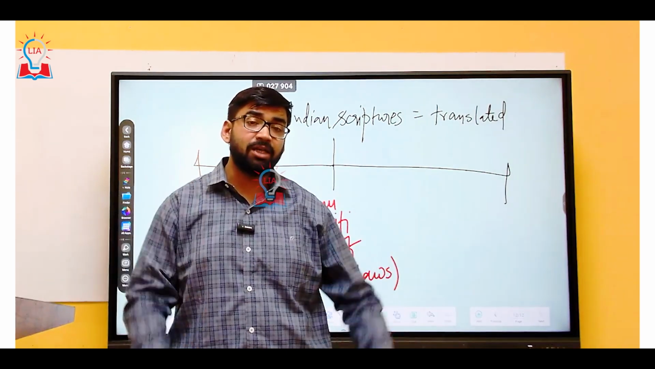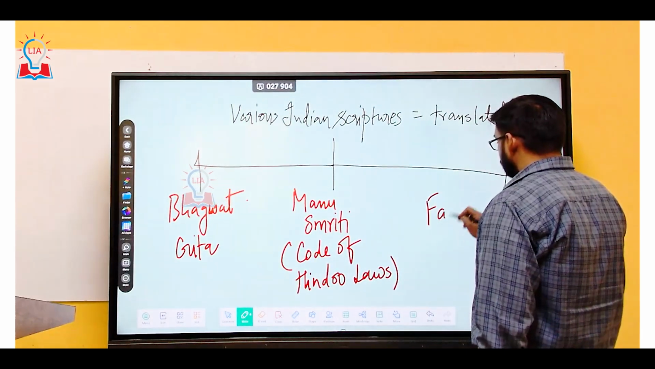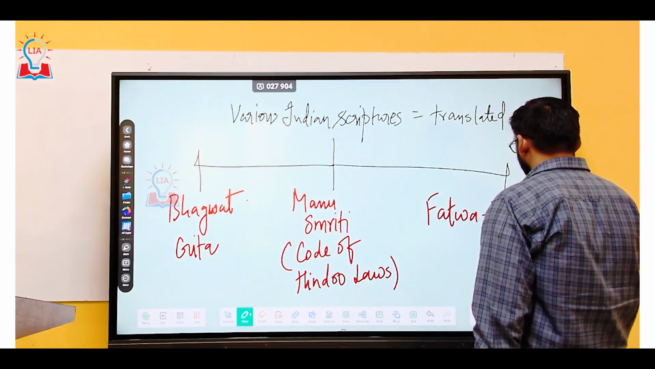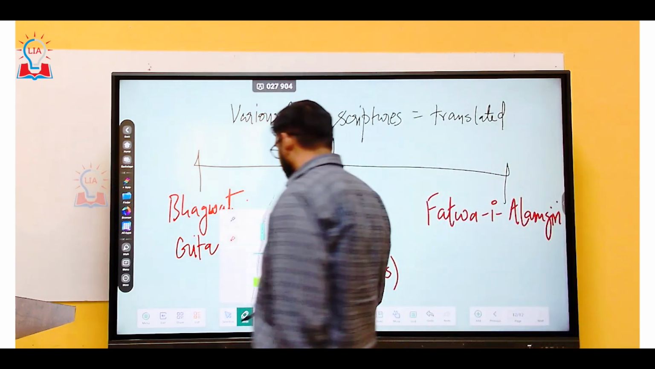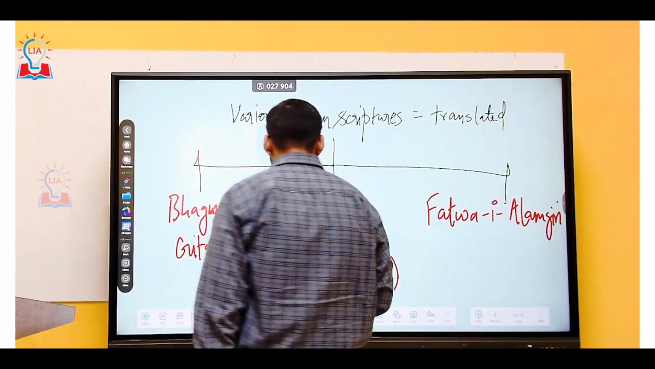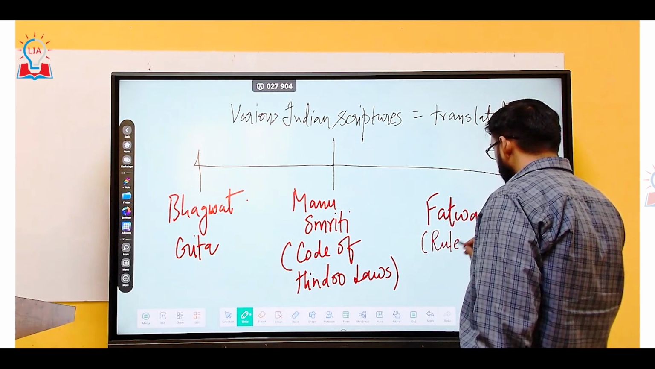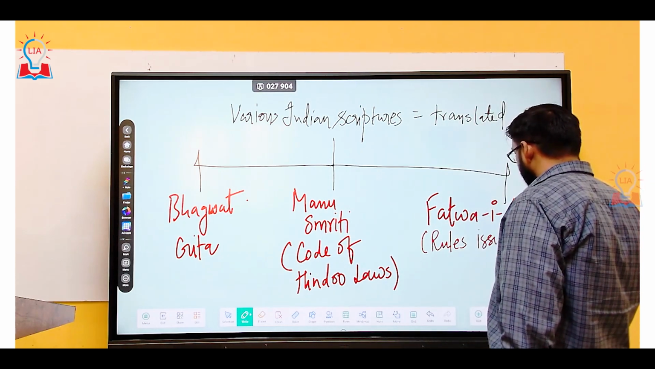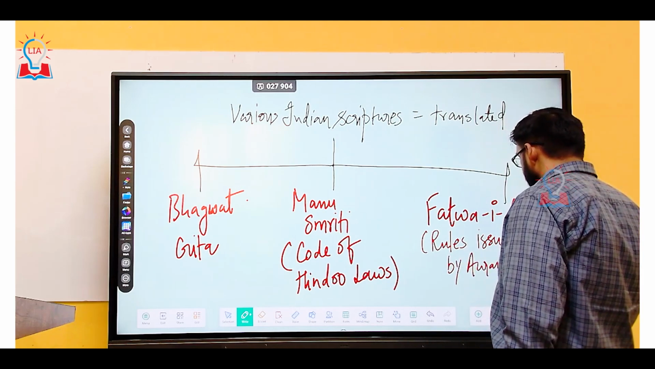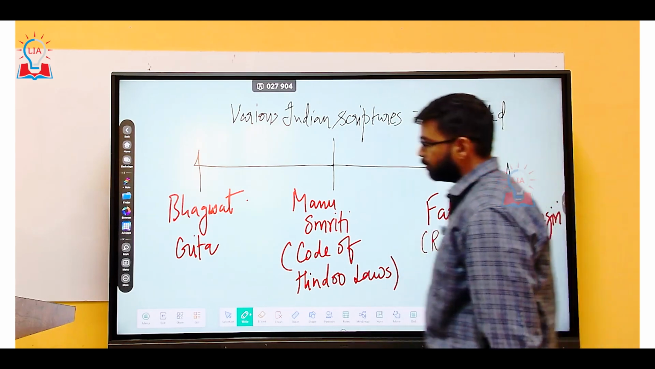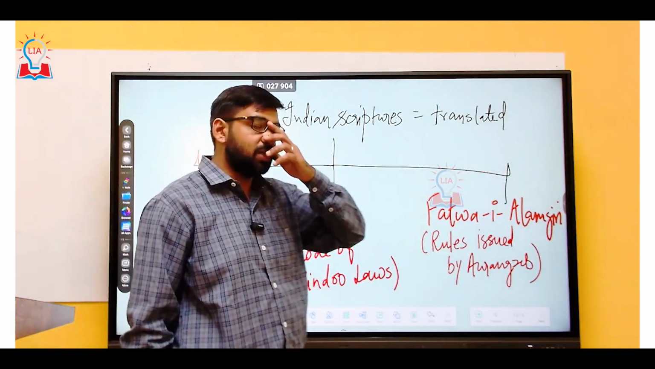Okay. Another important translation, Fatwa Alamgiri. Now, what is this Fatwa Alamgiri? It is the rules and orders issued by Aurangzeb. Getting my point? Okay. So this is the translation.